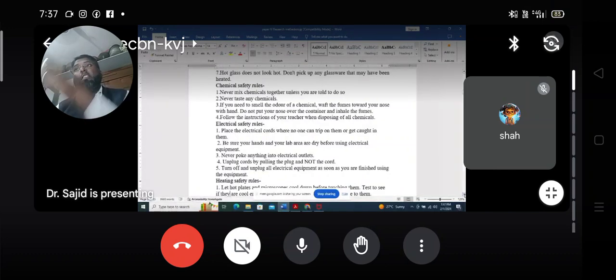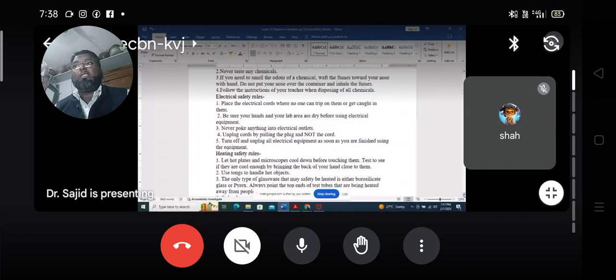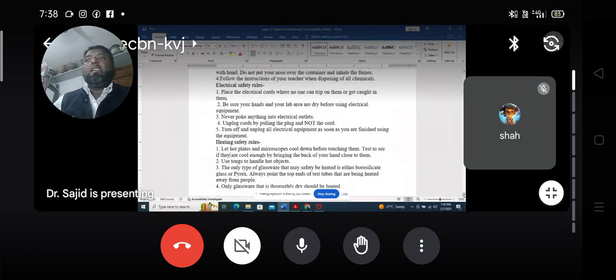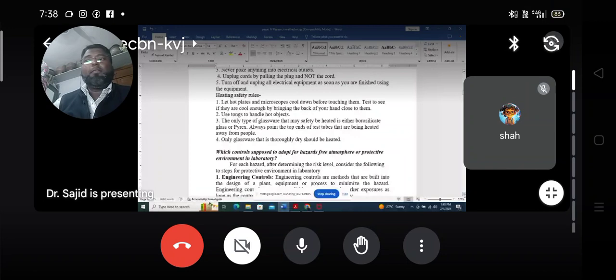Then this particular chemical safety you have to consider. Then electrical safety is there. You know, in the laboratories the switches are there. Don't touch any equipment or electrical switches. Then heating safety. These are the general rules which you have to follow.